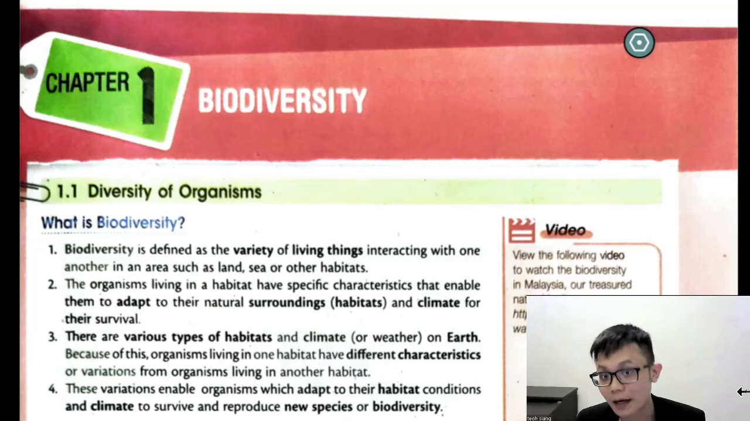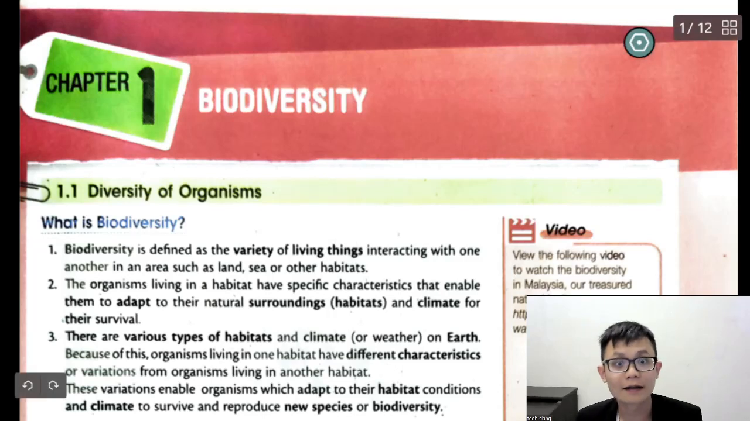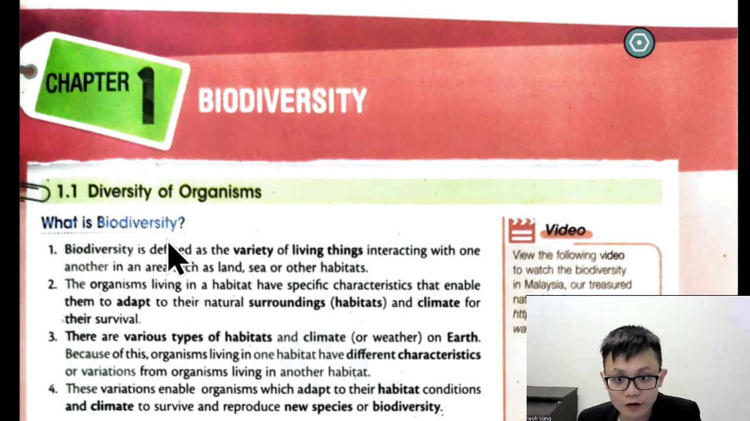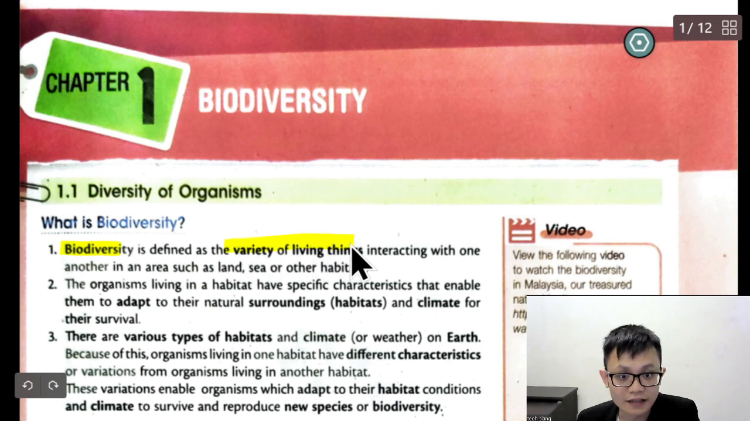Going to learn about Form 2, Chapter 1, Biodiversity. So what is biodiversity? We can see from here, biodiversity is defined as the variety of living things interacting with one another, such as land, sea, and other habitats.